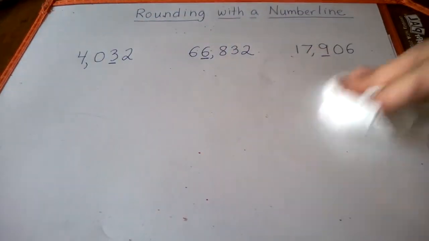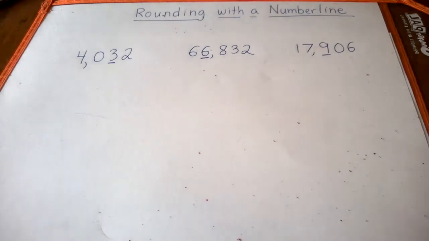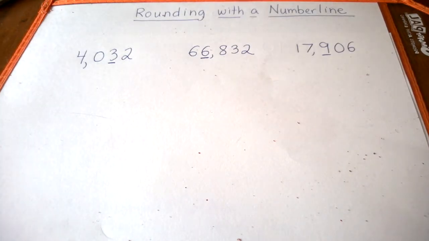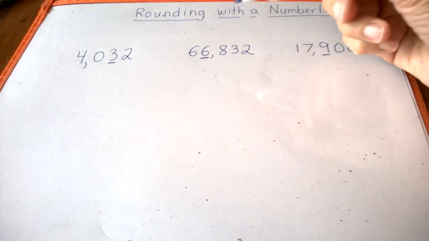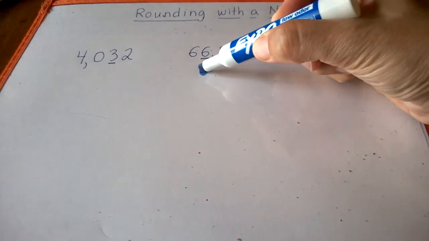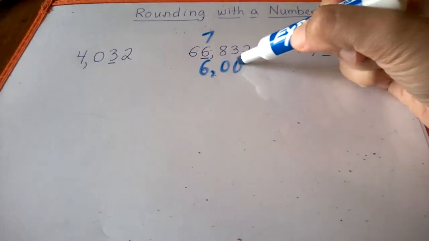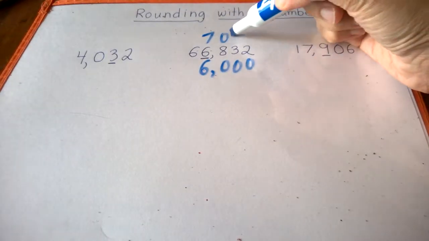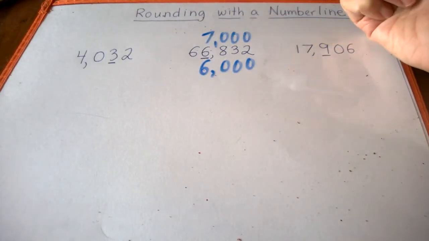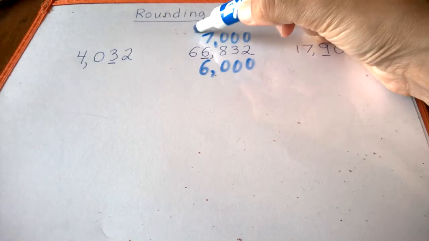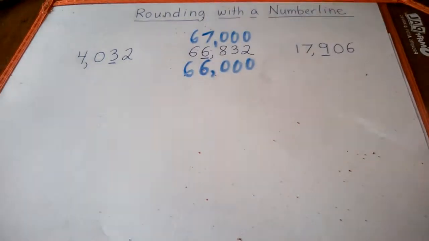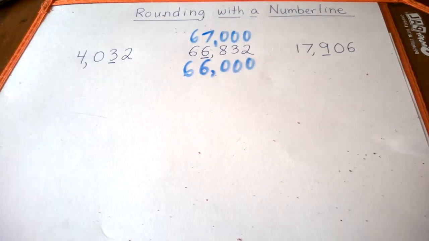Okay, let's look at the next number. We're rounding to the thousands place this time. So we're looking at the 6. Is it going to stay as 6 or go up to 7? So focusing on 6,000 or 7,000. And again, we can't forget about the numbers to the left. So it's 66,000 or 67,000.